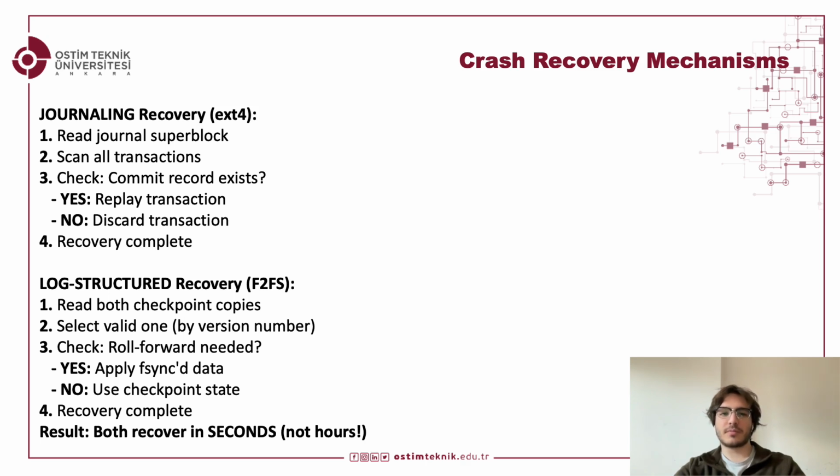In Ext4, when the system restarts, the journal superblock is read and all transactions are scanned. Transactions with valid commit records are replayed, and those without are discarded. In F2FS, both checkpoint copies are read, and the valid one is selected by version number. If there is fsync data after the last checkpoint, roll-forward recovery applies it.